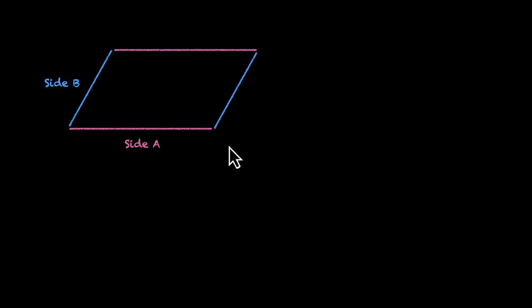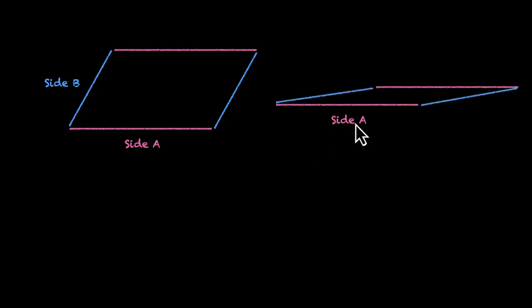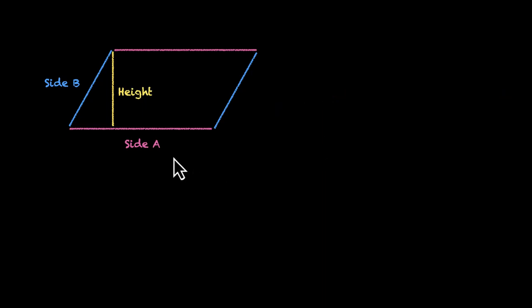The answer is no, because you can have a different parallelogram with the same two sides. This is side A and this is side B. Clearly, these two have a different area. What you need is the height. So let's clean this up. If I give you side A and height, can you now find the area? Yep, there's the formula. Area equals side A times height.